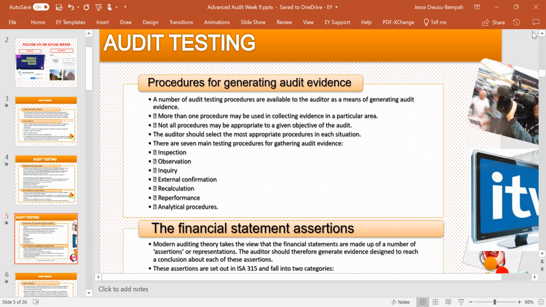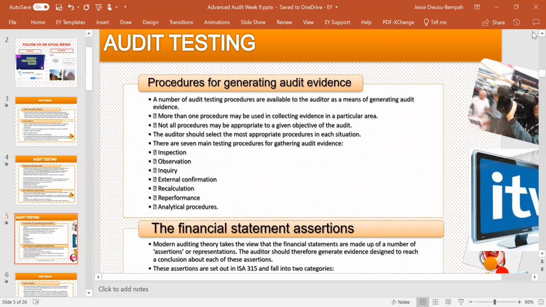External confirmation. What does it mean? Confirming a balance or a transaction with an external party that the client has a relationship with one way or the other. You have recalculation, basically recalculating how something has been computed by the client, right? So maybe the client calculated their revenue in a certain way. You can recalculate it.